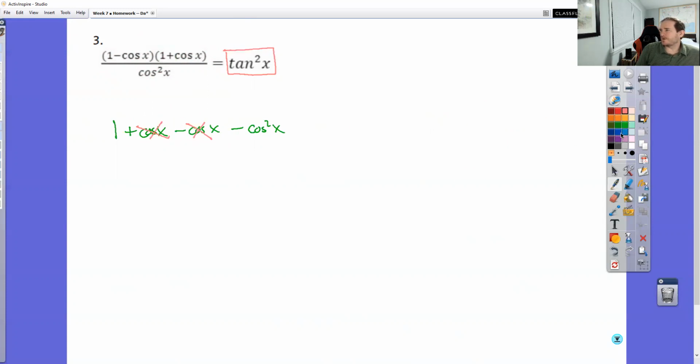Now downstairs, what do we got? Cosine squared. You're just bringing that down. All right, so you're looking at 1 minus cosine squared all over cosine squared.